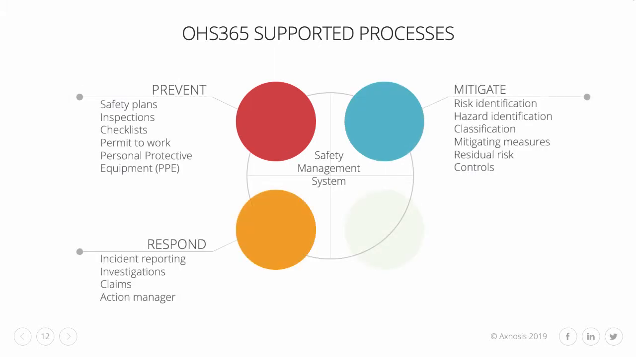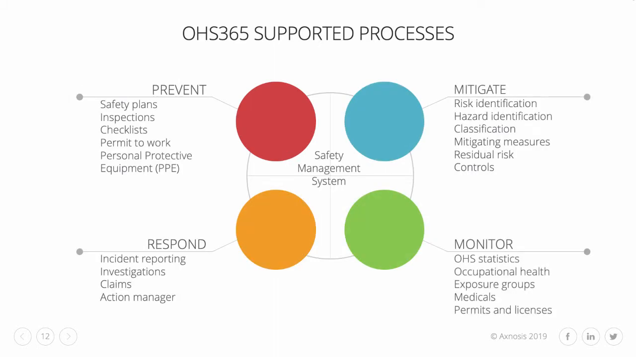In the rest of this webcast, I'm going to go through some of the functionality within the OHS365 application to give you a feel for what the system is capable of. And to do this, I've organized the functionality into 4 different areas as part of a, if you like, safety management system. It's not quite a safety management system, but at least helps you understand the context of the different processes. So we have prevent, we have mitigation, we have respond, and we have monitor.